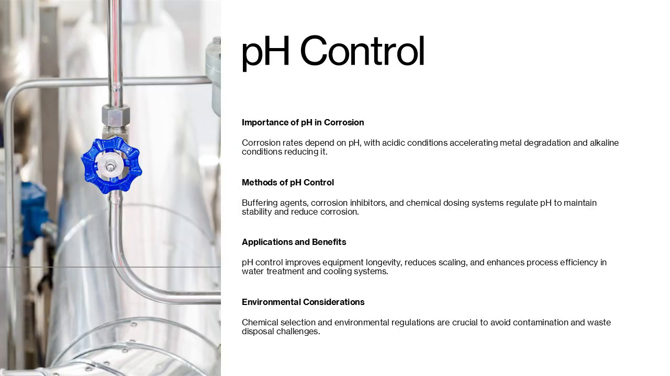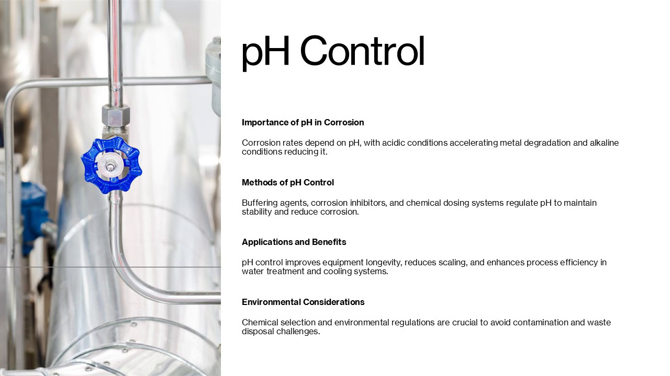pH control involves adjusting the chemical composition of fluids to reduce their corrosivity. Corrosion rates are highly dependent on pH levels, with acidic environments accelerating metal degradation. By maintaining a neutral or slightly alkaline pH, industries can significantly slow down corrosive reactions. This is achieved through the addition of buffering agents, corrosion inhibitors, or chemical dosing systems that regulate pH within desired ranges. pH control is essential in water treatment, chemical processing, and cooling systems where fluid chemistry directly impacts equipment longevity.